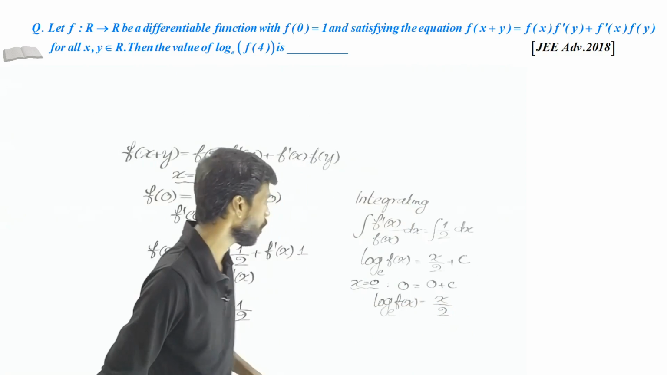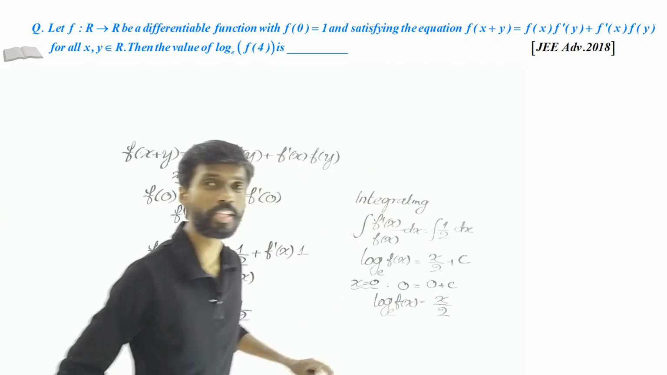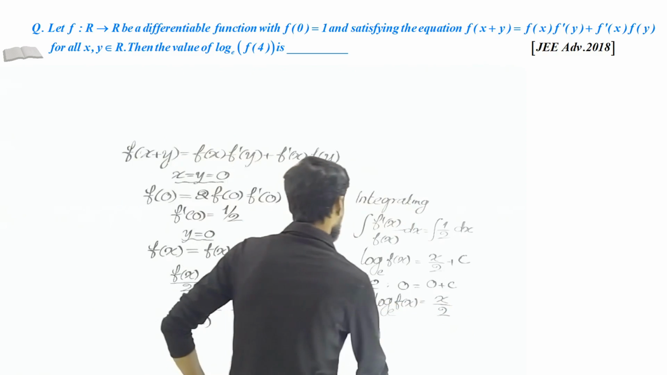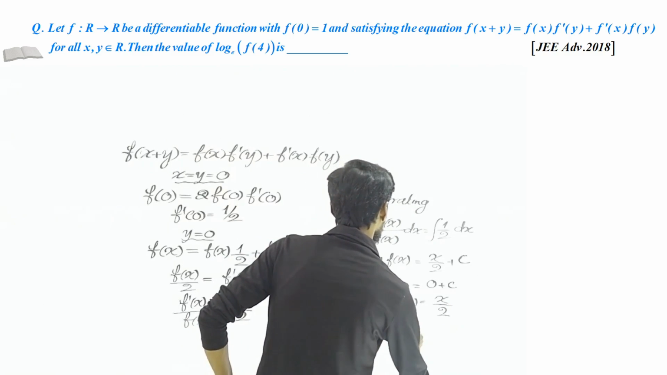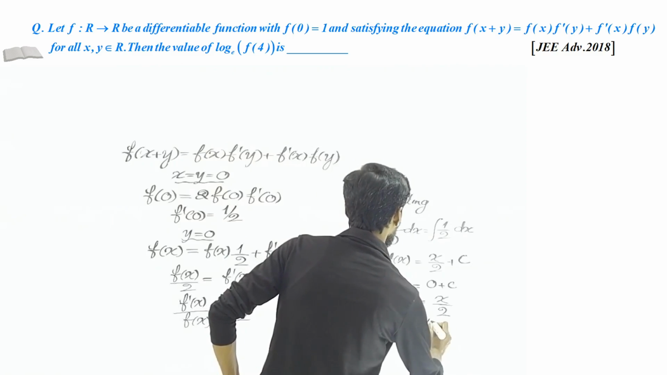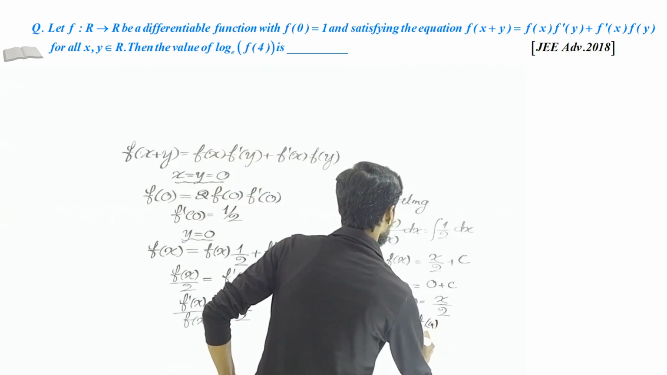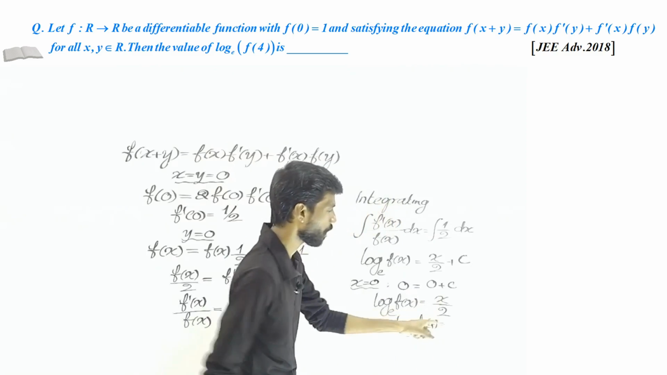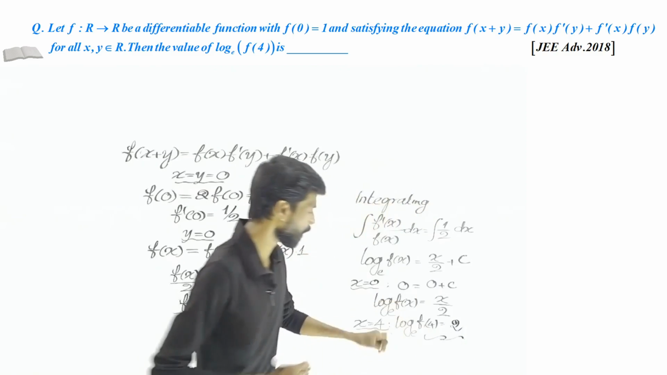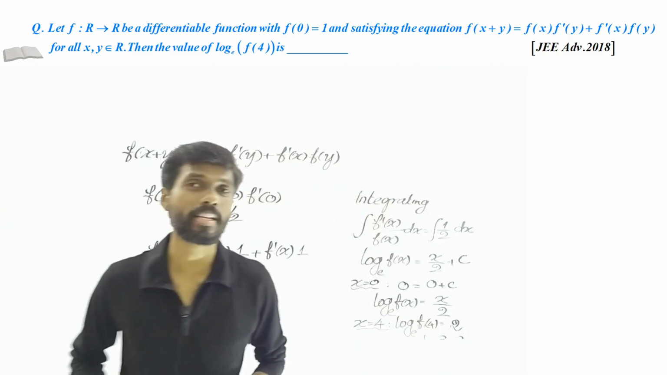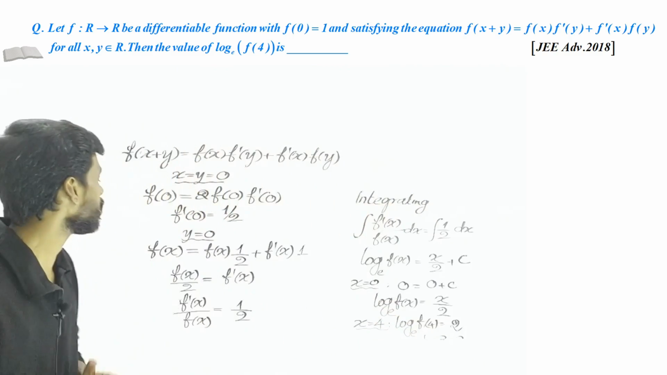So that's all. From that we can find the value of f of x, right? e to the power x by 2. I don't think we need the value of f of x. We want log of f of 4. So let us substitute x value 4. So that'll give you log of f of 4 equal to, substitute here 4 divided by 2. Okay, so that's all. So this is the required answer, log of f of 4 equals 2, right? So that is the required answer.